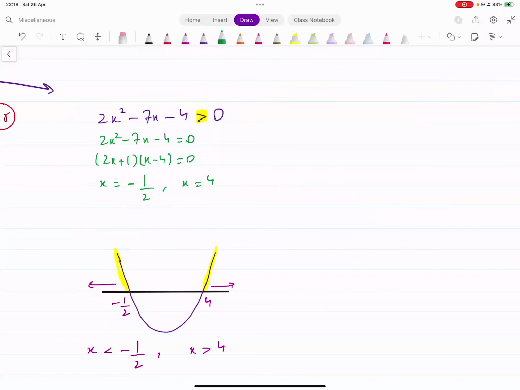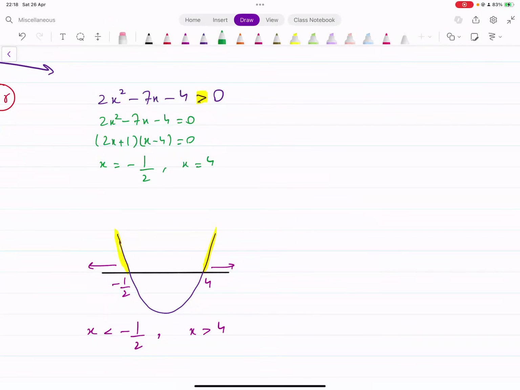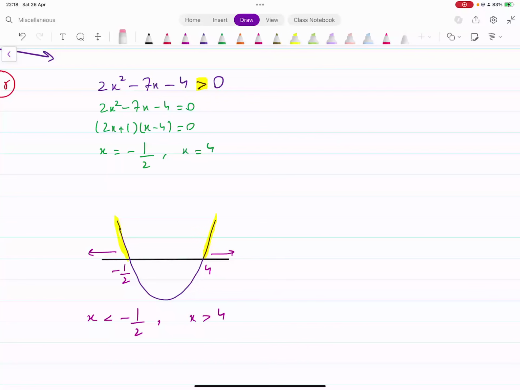Treat this as an equation and solve it. You get two x-intercepts again, but in this case, since we have a greater than sign, we're looking for the part of the graph that is above the x-axis. The corresponding values of x that we get from that are to the right of 4 or to the left of -1/2. Right? These are the corresponding values of x that we get from this.